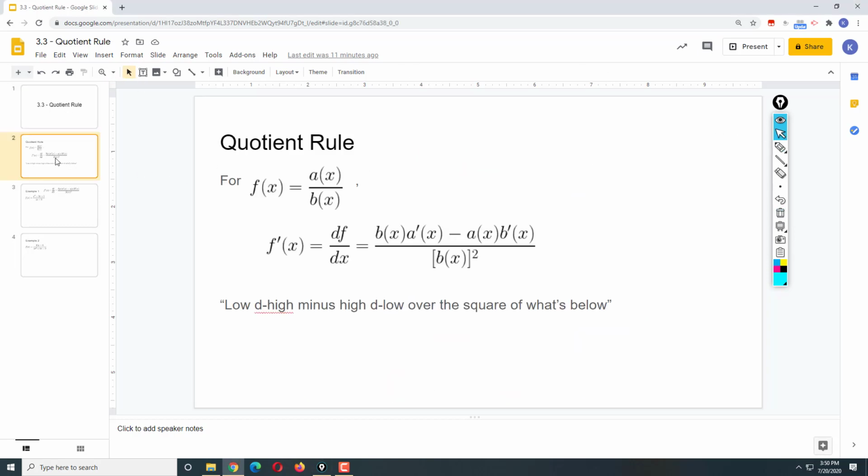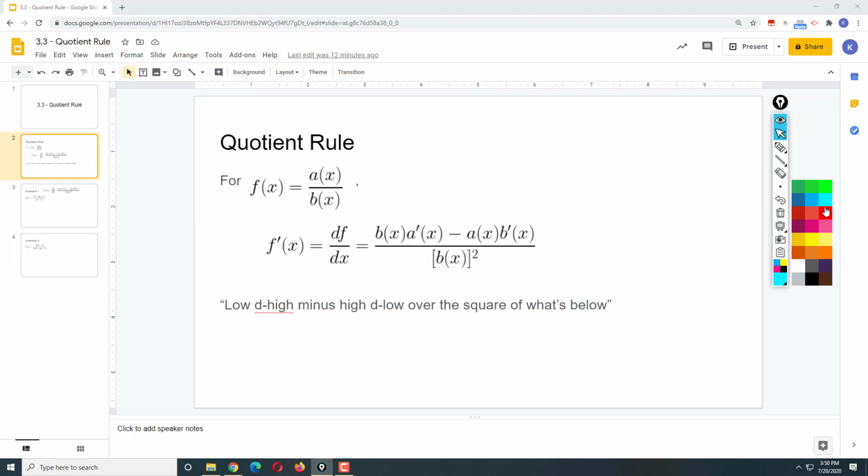As it turns out, the quotient rule tells us that if f is a divided by b, then the derivative f prime of x, which is equal to df over dx, is b times a prime minus a times b prime over b squared. I'm going to show you a proof of it in the enrichment video.